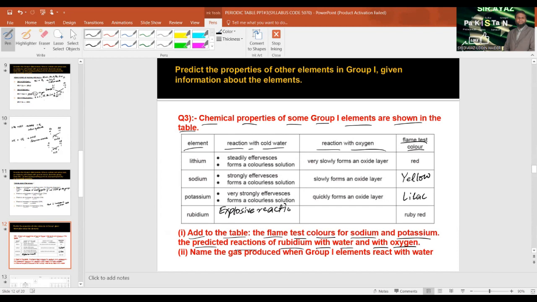So it will also form a colorless solution. The statement will be same, forms a colorless solution. With oxygen, again you can write explosive reaction, and it will also form oxide layer. Name the gas produced when group 1 elements react with water. I have already discussed. It is hydrogen gas. So you write hydrogen here.